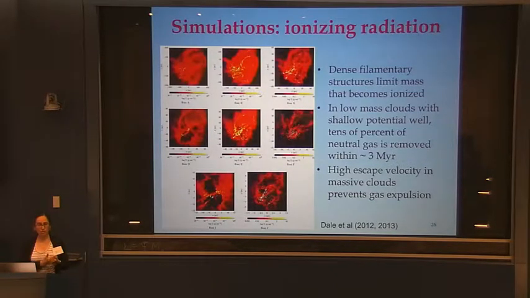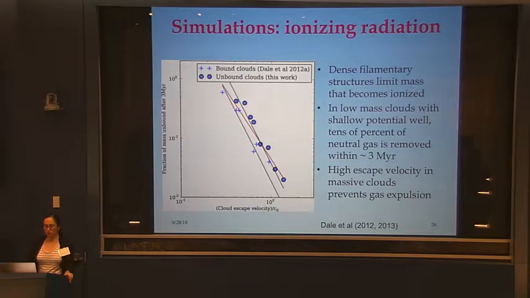And so what that means is that effectively the radiation is less effective than it would be if the material were completely uniform. This shows the fraction of mass that is unbound at the time that supernovae would start to form, as a function of cloud escape velocity. In these simulations, they found that the net expulsion fraction, so the star formation efficiency would be 1 minus this. The star formation efficiency would be extremely high in clouds that have a high escape speed.